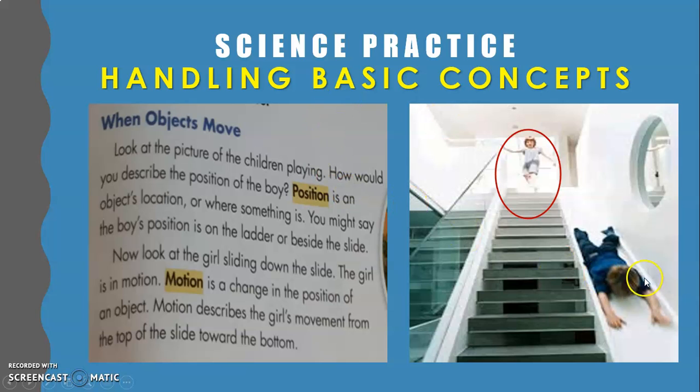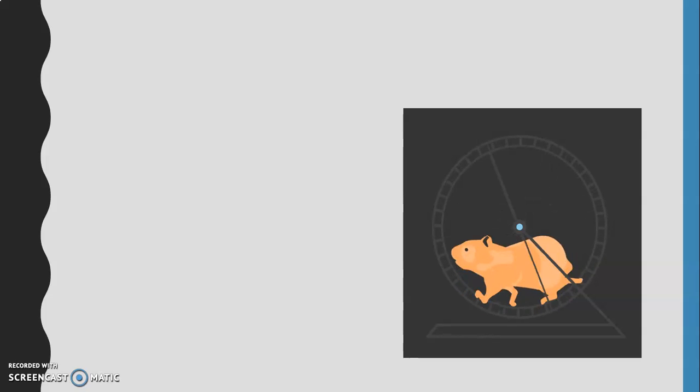Now look at the girl. Use your imagination. Let's suppose in a hypothetical situation this is not a boy but a girl. Now look at the girl sliding down the slide. The girl is in motion. That is to say, she has some kind of movement. And motion describes the girl's movement from the top of the slide toward the bottom. So those are basic concepts that we also handled in the first week of Contract 6.